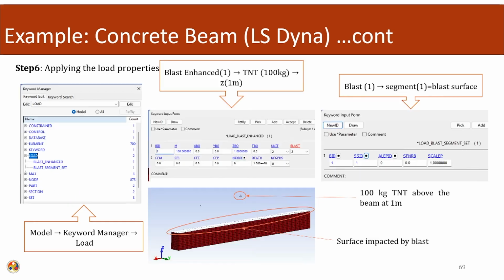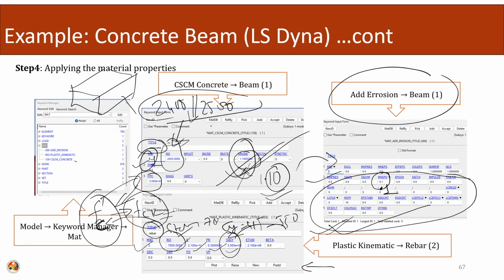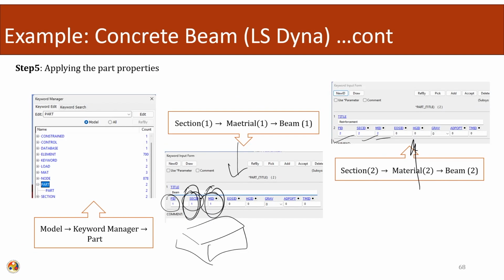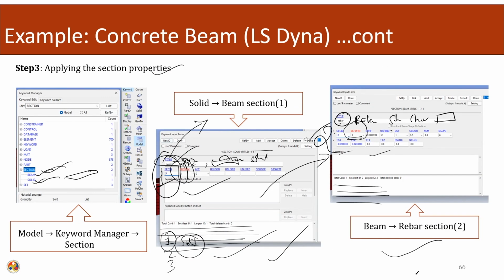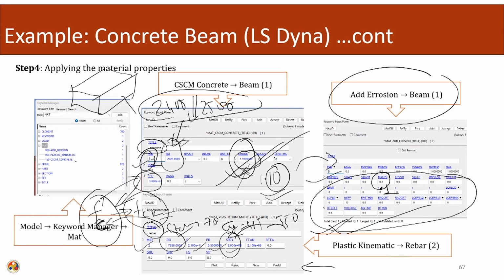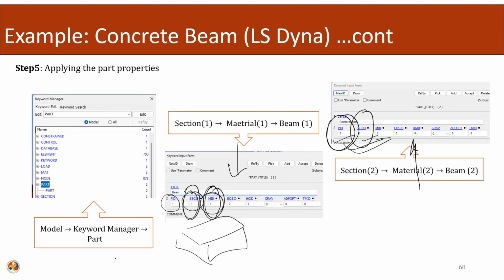Similarly the material ID, we created a material ID 1 and this was for the concrete. So then you will tell the software that this is for the concrete. Similarly for the rebar, this is the part ID for the rebar. We created section ID 2 for the rebar, and after that we created the material ID 2 for the rebar. So here we will tell the software that section ID 2 and material ID 2 is for the rebar, and here we will tell the software that section ID 1 and material ID 1 is for the concrete part.